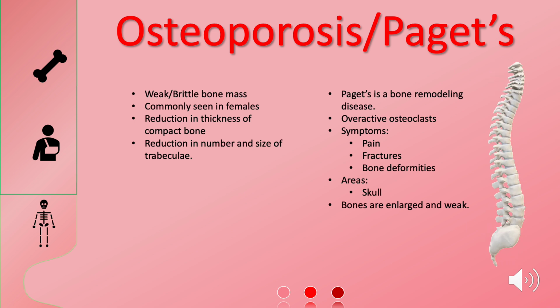Osteoporosis is a disease in which the bones are more prone to fractures in such a way that the creation of new bone cannot keep up with the loss of old bone. It is commonly seen in females. There is a reduction in the thickness of compact bone, size, and number of trabeculae.